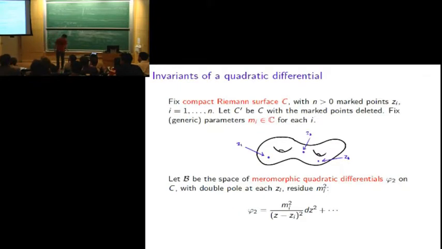So what kind of mathematical objects are we studying? Let's fix a compact Riemann surface, call it C, with some marked points. It's important that it has at least one marked point on it. I'll call these marked points z_i. There they are.